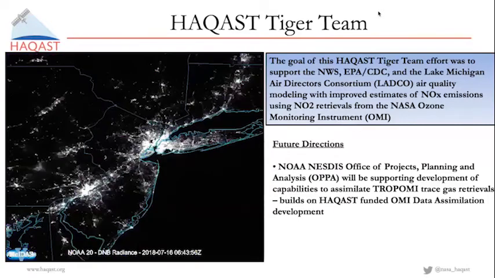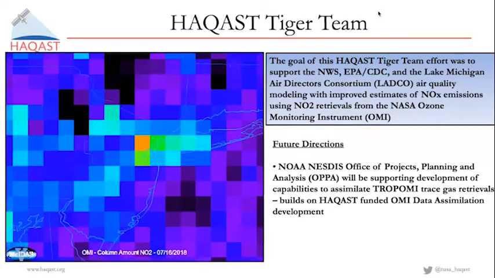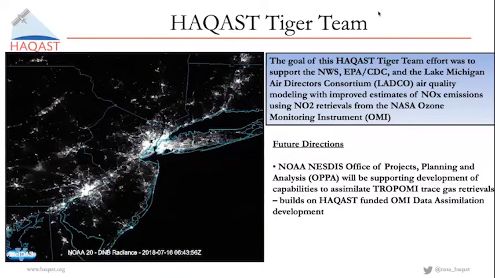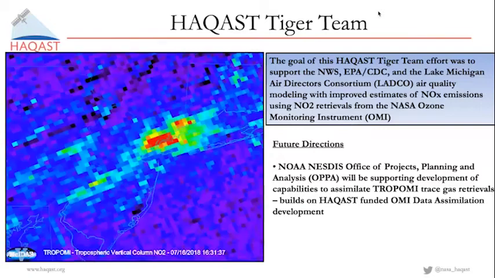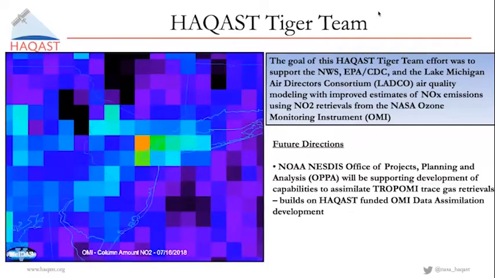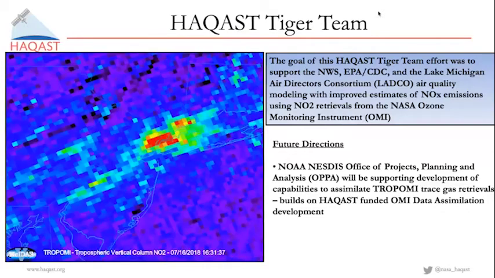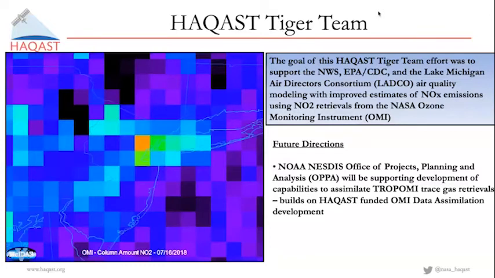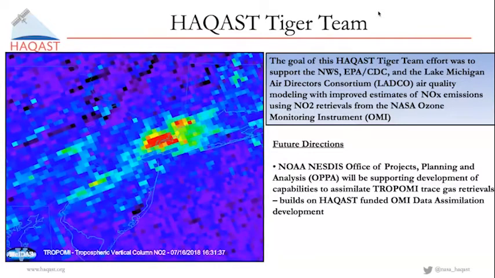air quality predictions. This loop that's going through here just shows the OMI NO2 column and the TROPOMI NO2 column on July 16th, 2018, and compares that with the VIIRS day-night band that's showing you where populated regions are. And you can see that with TROPOMI, you get a much better resolved distribution of NO2.